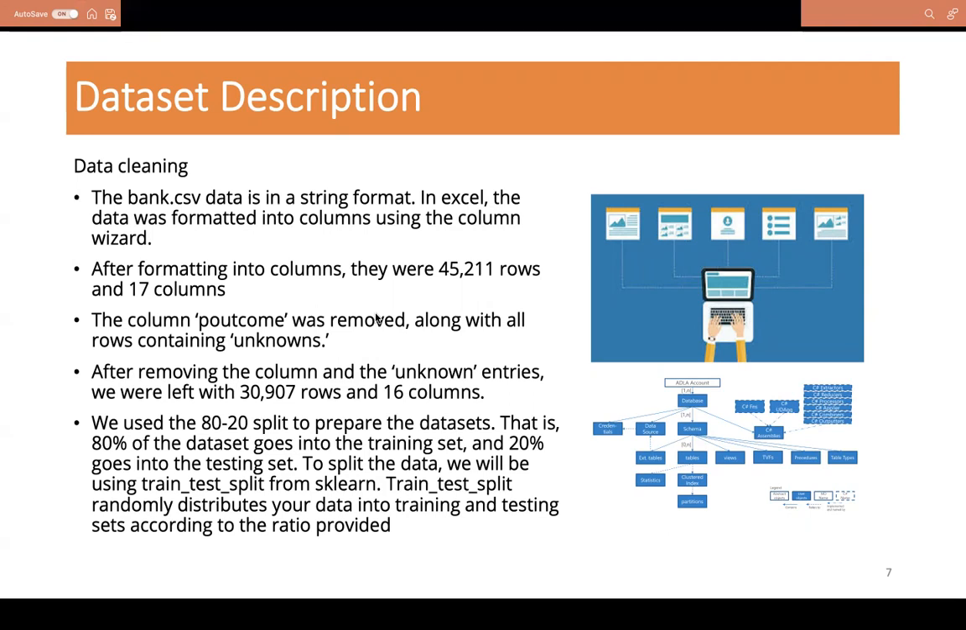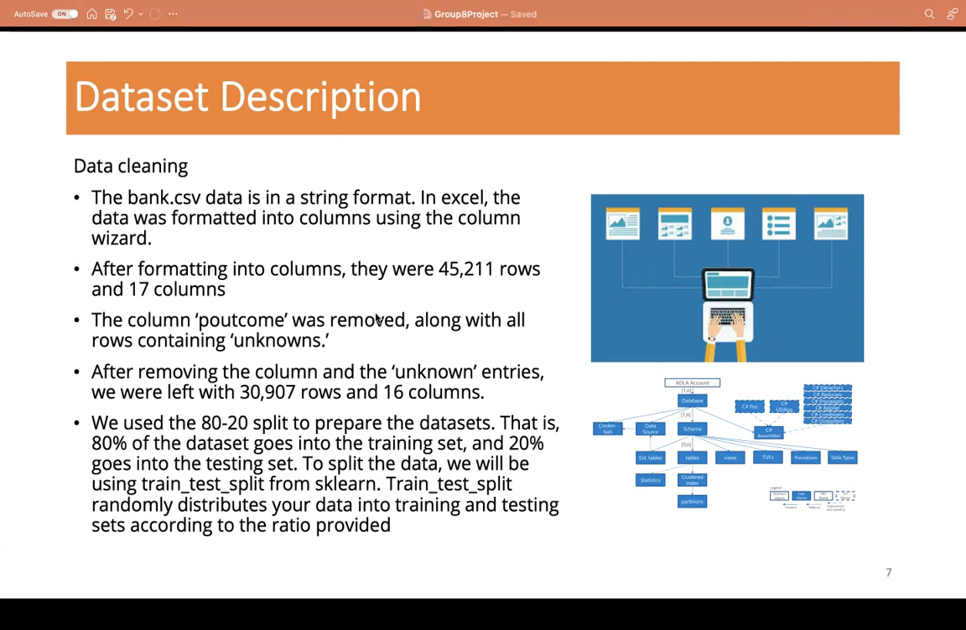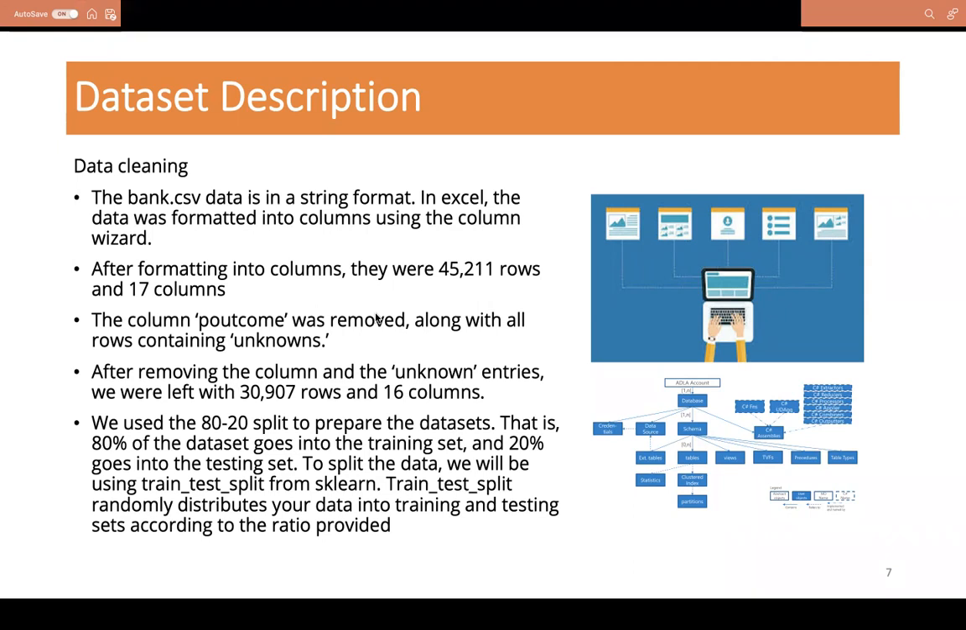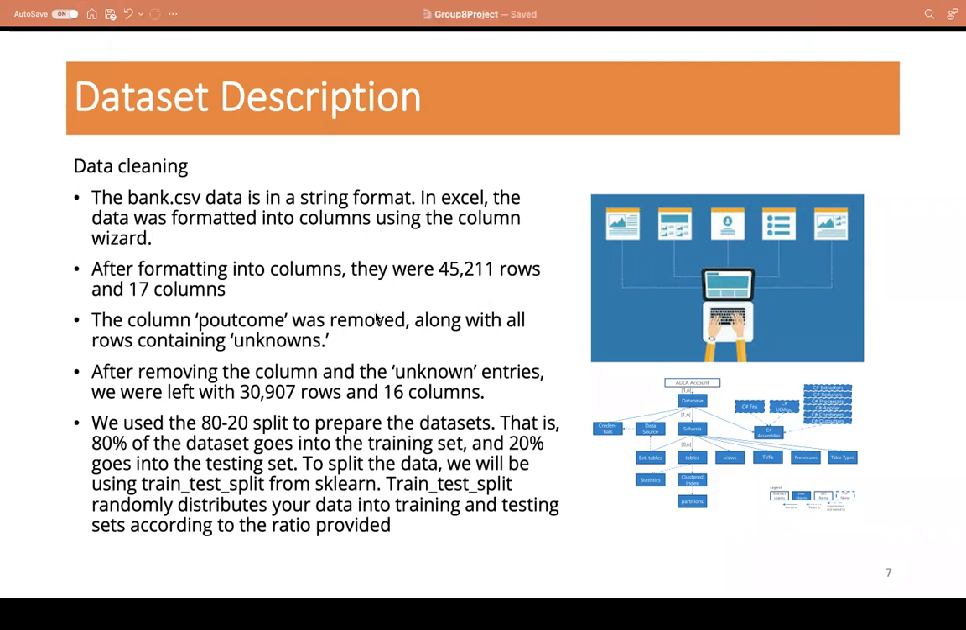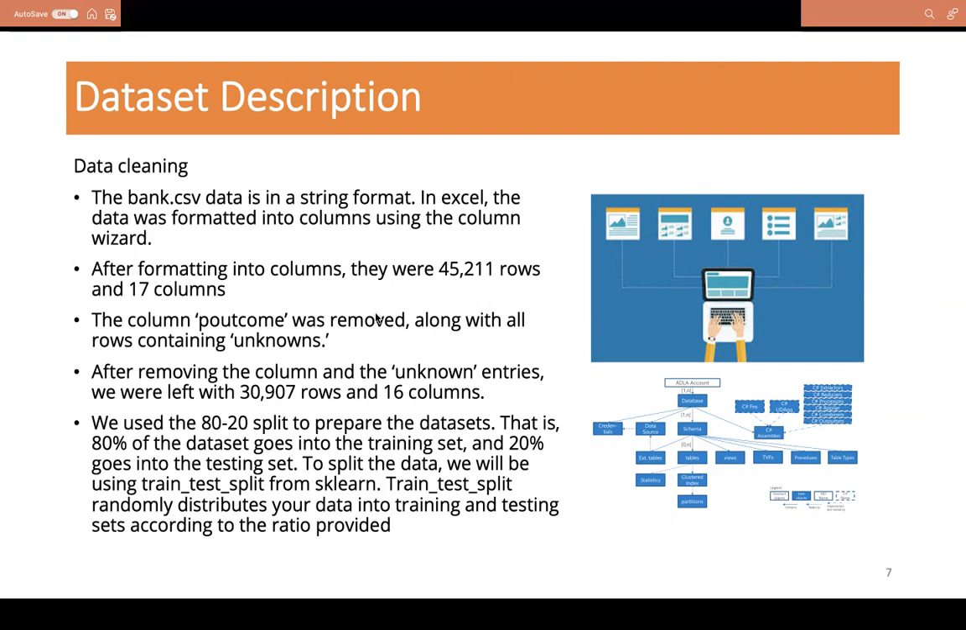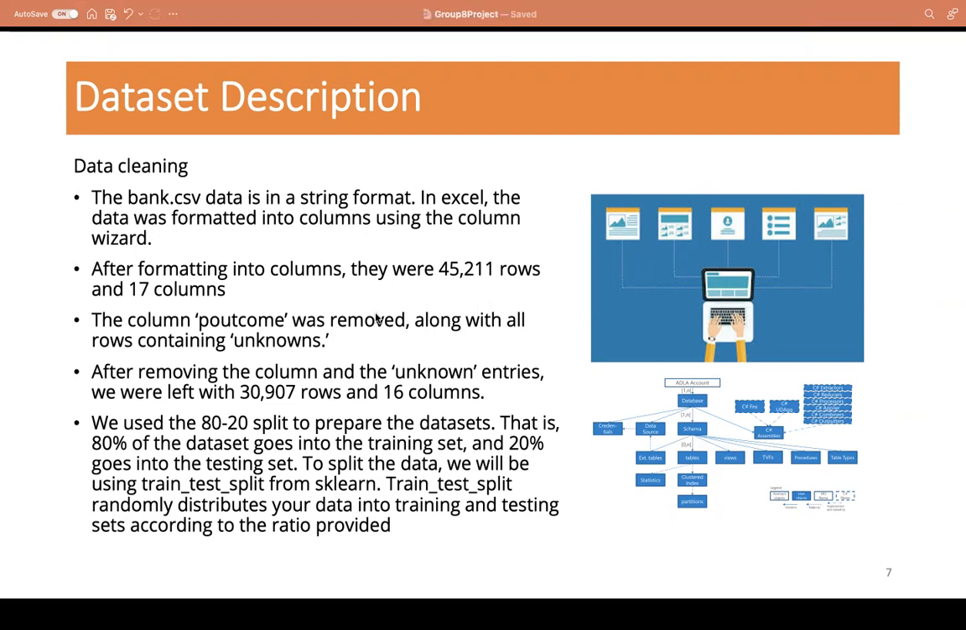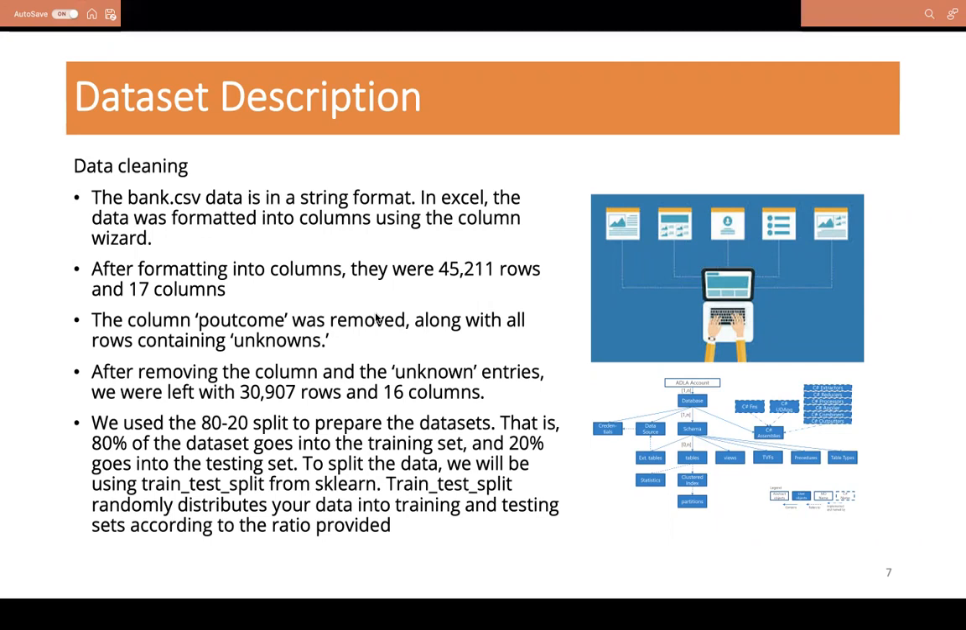We use the 80-20 split to prepare the data sets. That is, 80% of the data set goes into the training set and 20% goes into the remaining test set. To split the data, we'll be using the train test split from sklearn. The train test split randomly distributes your data into training and testing sets according to the ratio provided. And next slide.